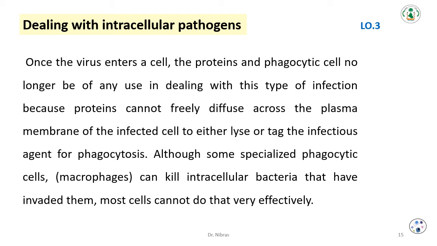Dealing with intracellular pathogens, when the pathogen is inside the cell, once the virus enters the cell, the proteins and phagocytic cells are no longer of any use in dealing with this type of infection, because proteins cannot freely diffuse across the plasma membrane of the infected cell to either lyse or tag the infectious agent for phagocytosis. Although some specialized phagocytic cells, macrophages, can kill intracellular bacteria that have invaded them, most cells cannot do that very effectively. So how does the immune system deal with viruses in that case?